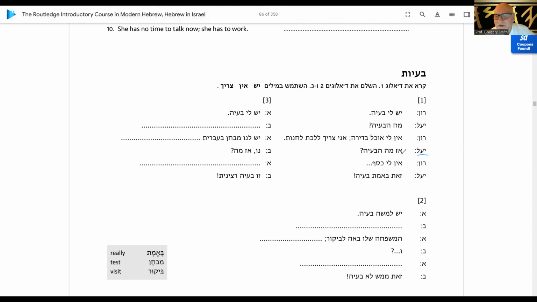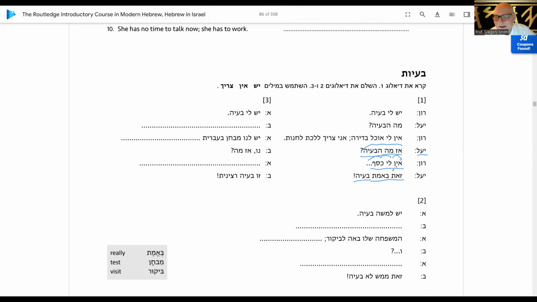Okay, so Yael says, Ma habaya. Okay, but what is the problem? No. Habaya. So what's the problem? מה הבעיה? Ron says, Ein li kesef. Oh, that's a big problem. There is not to me money. I don't have money.